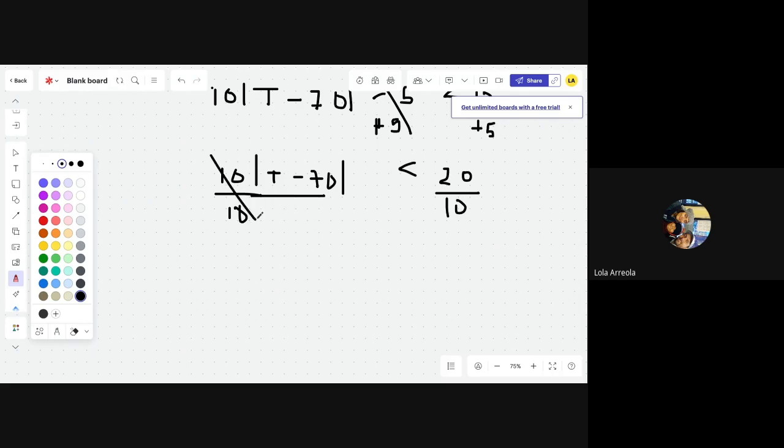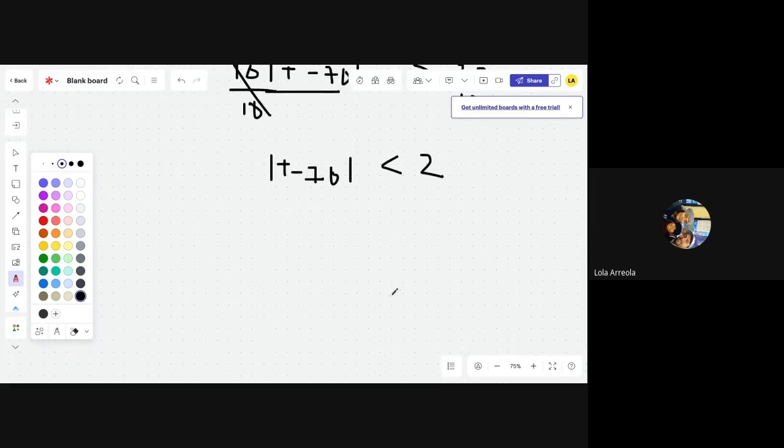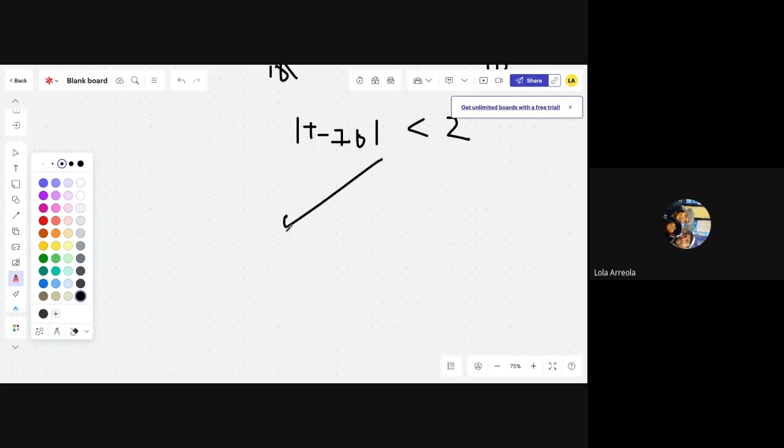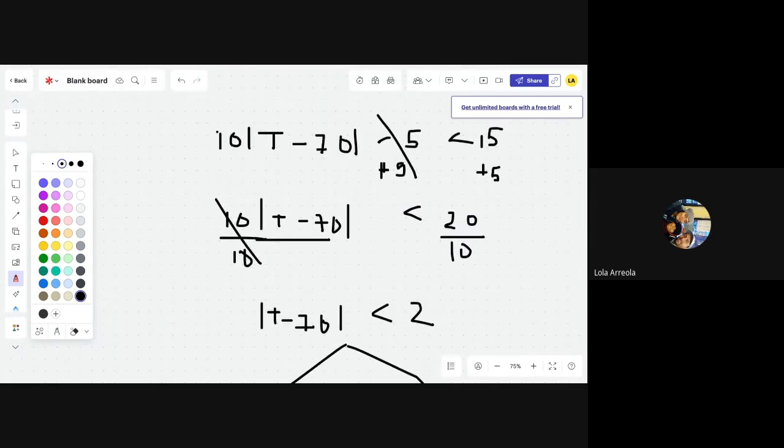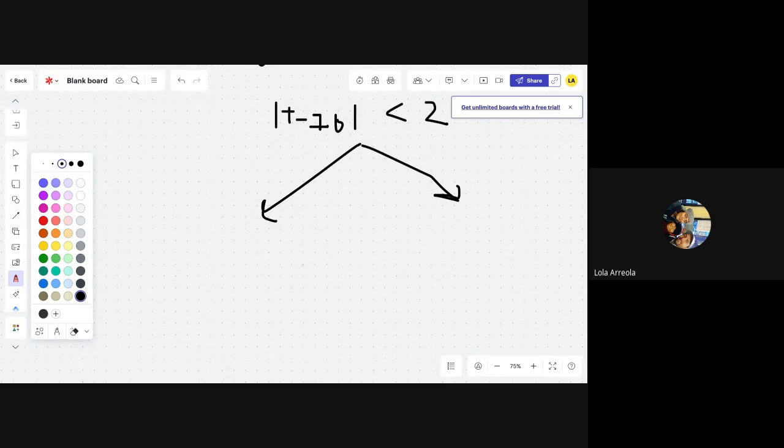So now this 10 is removed. So now I have the absolute value of t minus 70 less than 2. Okay. Once I remove the absolute value, it becomes 2 problems, just like the last problem. This one just involved a little bit more math, right? I had to add 5 and divide by 10 in order to isolate the absolute value. So just a little extra step just to isolate the absolute value, but it's the same goal.